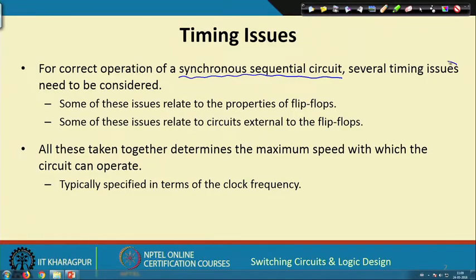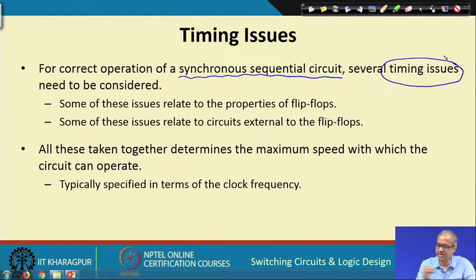Now, let me repeat, a sequential circuit is said to be synchronous if there is a clock frequency and all state changes and outputs are generated in synchronism with the clock. So, synchronous sequential circuit means that there is a clock which is fed to the flip flops, and the flip flops would be changing the states in synchronism with the clock edges. Now, as I had said, there are several timing issues that need to be considered that we shall be seeing.